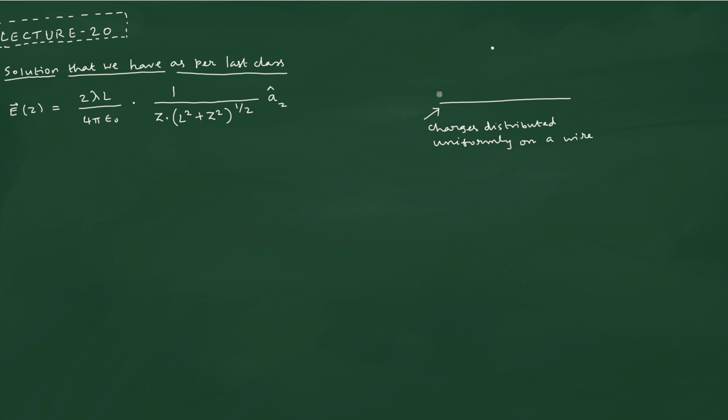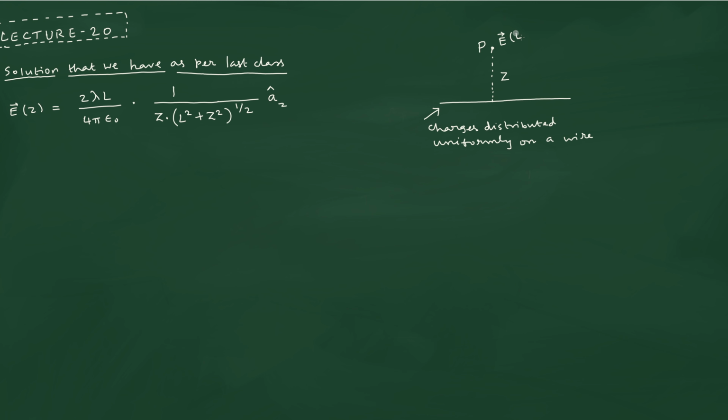You can follow the white color cursor now. You have the charges that are distributed uniformly on a wire. So it is like this. And then there is a point here, P, which is a distance Z away from this. If you see the vertical distance from the wire, it happens to be Z. So the aim of the last class problem is to calculate the electric field at this particular point P. If you want, you can represent it by a point P.